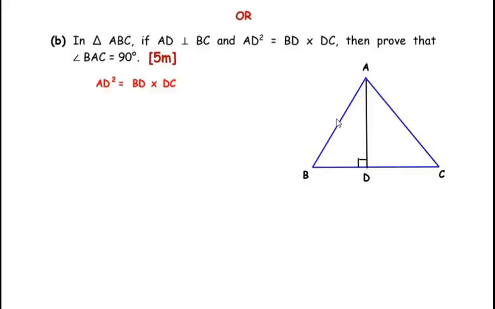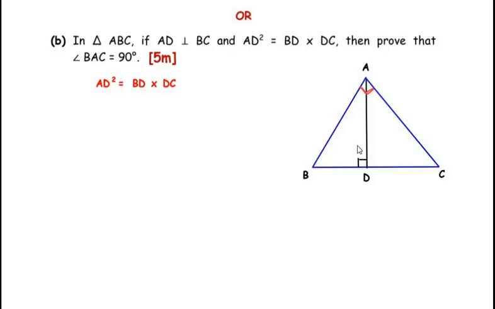So here we have been given a triangle ABC in which the side AD is perpendicular to BC. So we have drawn the side AD to be at 90 degrees to the side BC, and it is given that AD square is equal to BD times DC. Now we have to prove here that the angle BAC, that is this angle, is going to be 90 degrees.